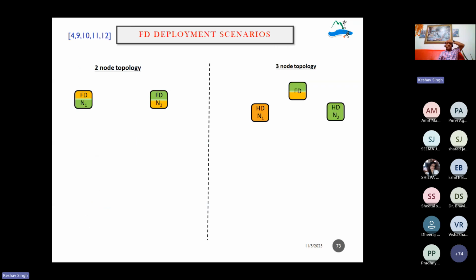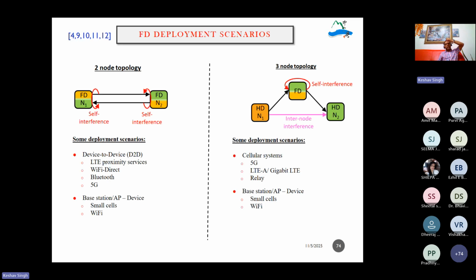Okay, so this is a deployment scenario. For example, here we have a two node topology, where we can deploy, let's say, an IoT node, a full duplex node. Both are transmitting and receiving data from each other, but here we have a self-interference scenario. This kind of example we can experience in D2D communication, and also if you have a base station or access point where we have uplink and downlink, again like in a small cell or Wi-Fi.